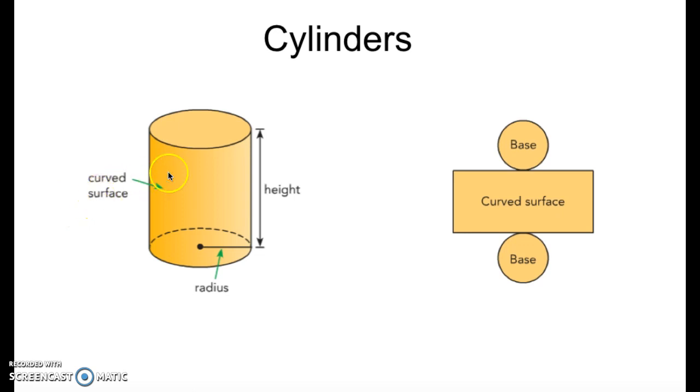Cylinders have a curved surface and two parallel bases. Their bases are made up of circles. So we know that radius goes halfway through the circle, and then we have height.